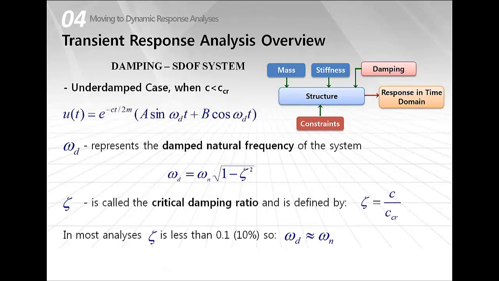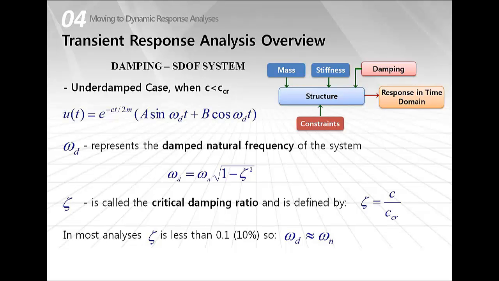The third case response is shown on the next slide, and actually we are generally only interested in this case. When the damping of the structure is less than critical, the solution becomes this. This is the solution for the underdamped case. Omega d represents the damped natural frequency of the system, and zeta is called the critical damping ratio. In Midas NFX, depending on the case, we use either a damping ratio or a current damping value. We can remember that in most cases, zeta is less than 10%.